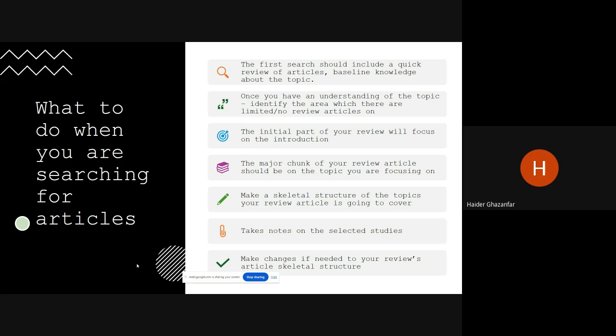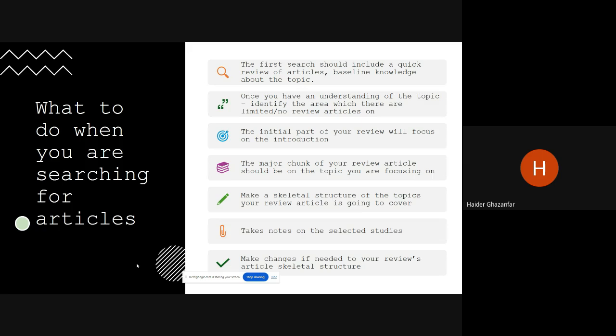The initial part of your review will focus on the introduction. It could be a 4 to 5 line, or even 10 line paragraph regarding the introduction of the topic, and then you want to link the introduction to the main purpose of the review article. The major chunk of your review article should be focused on the topic you are going to write on, and not on the epidemiology or the basics of that disease. Making a skeletal structure of the topic your review article is going to cover is very important. This is what you guys did just now.